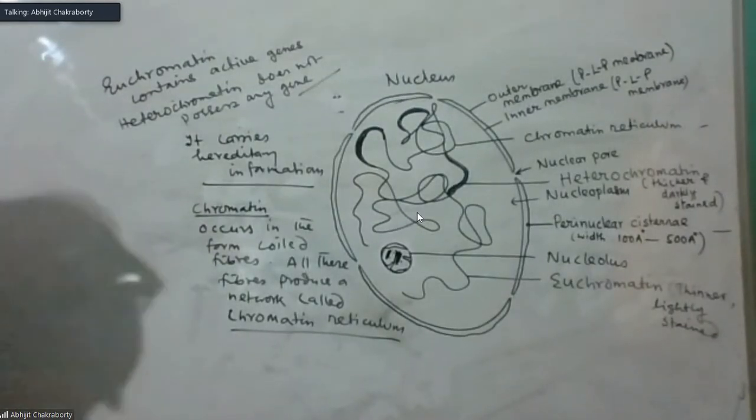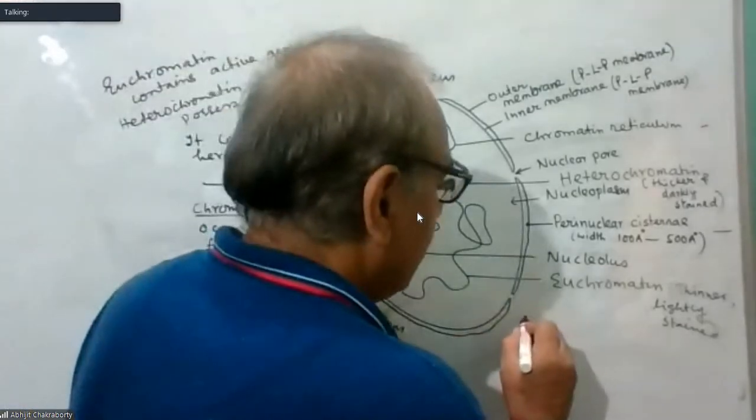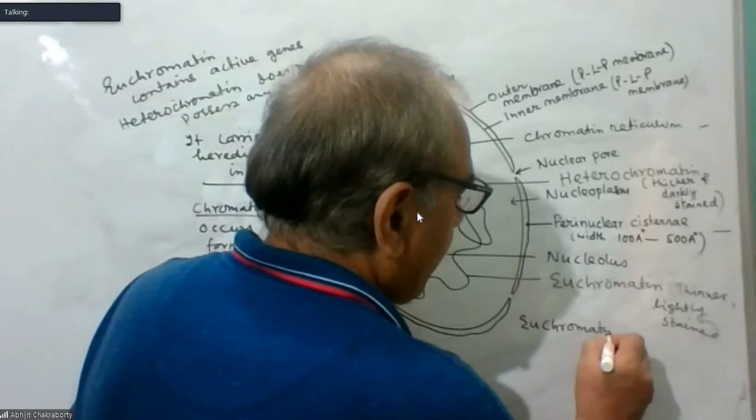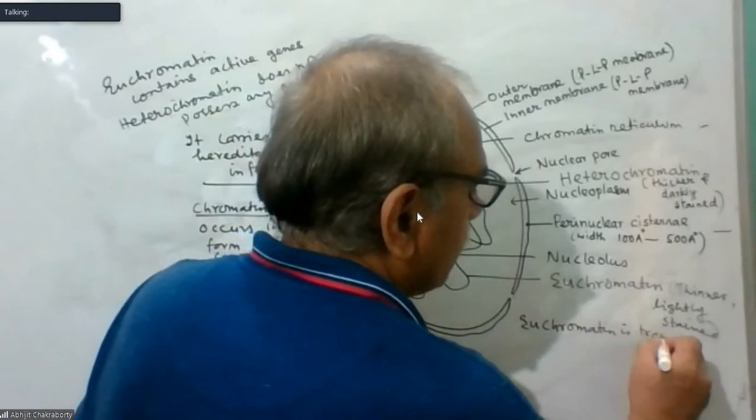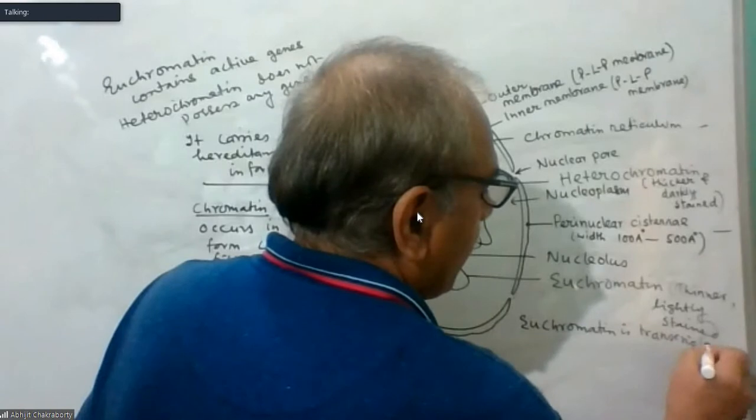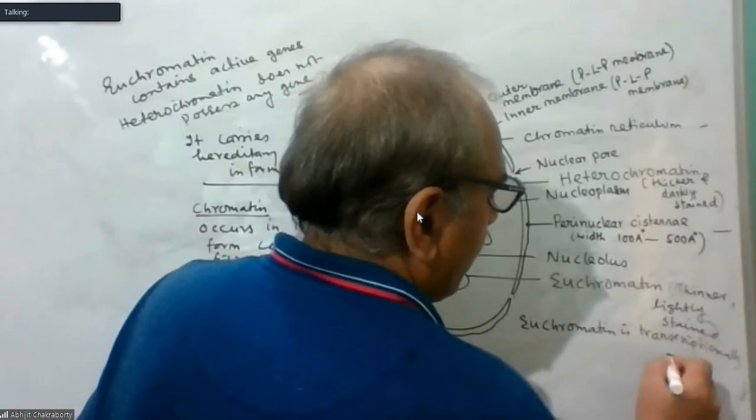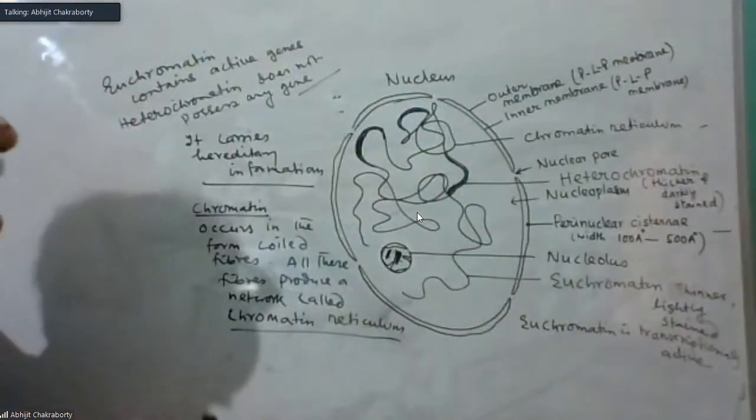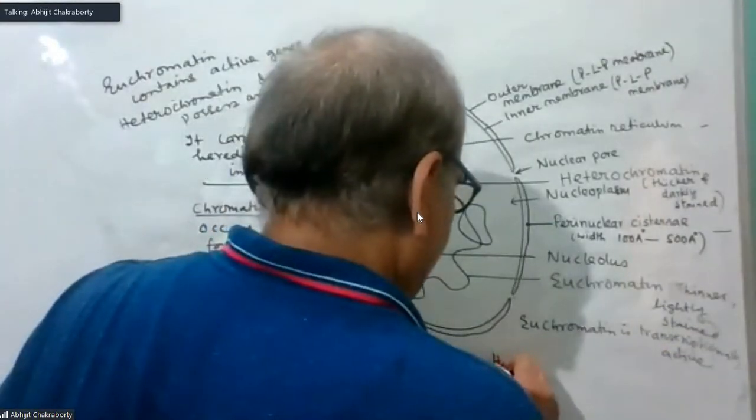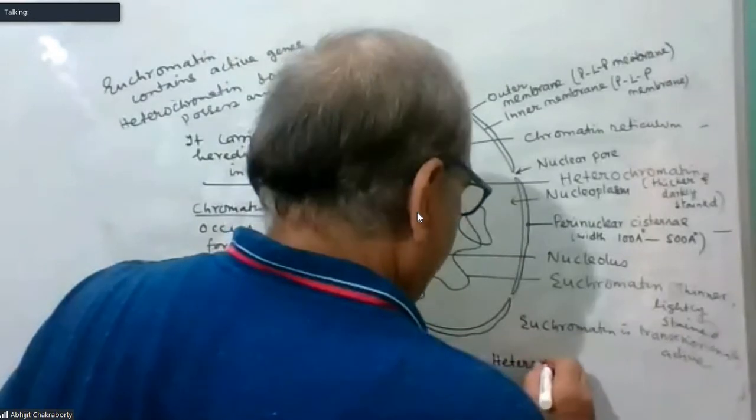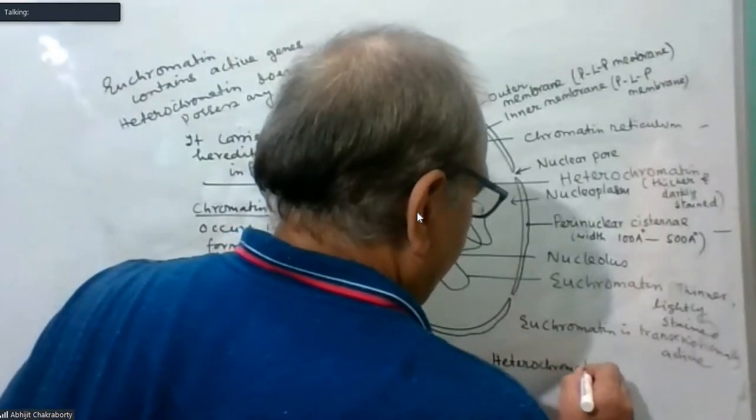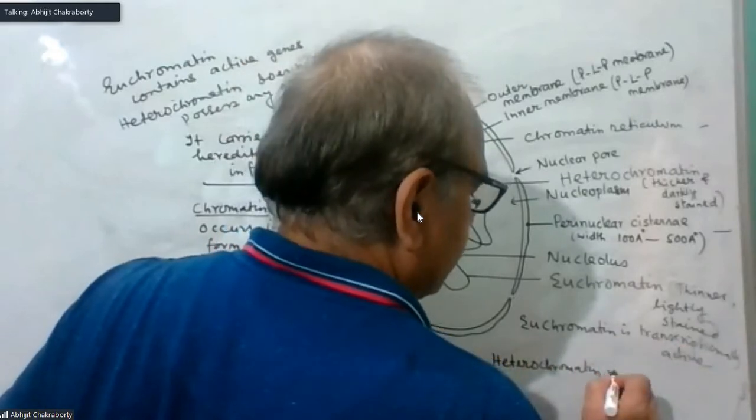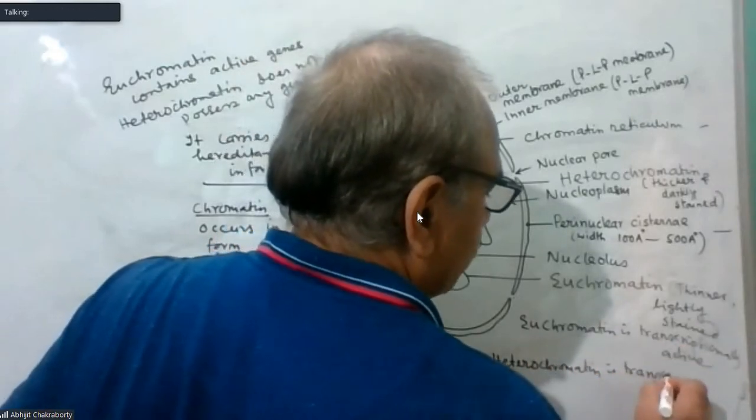So you can write: euchromatin is transcriptionally active.